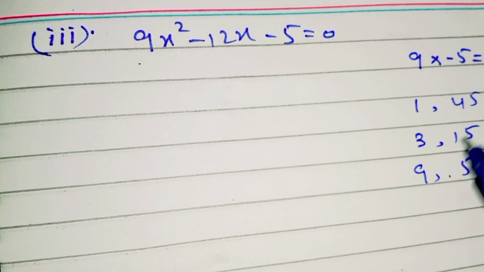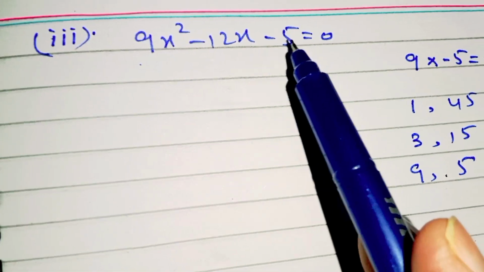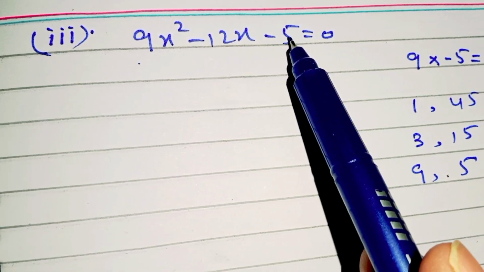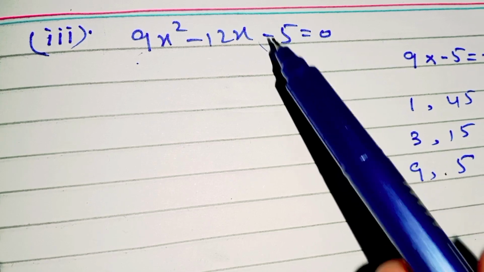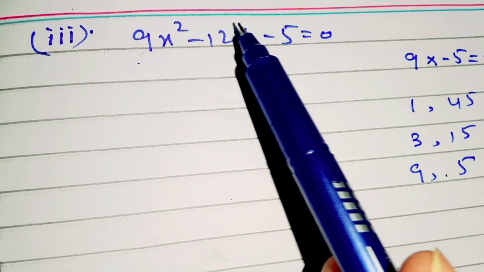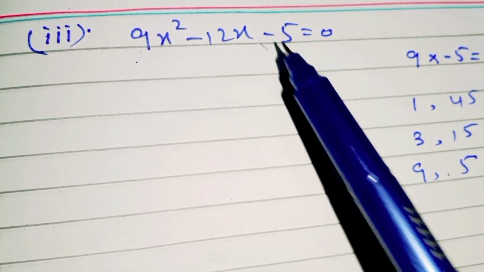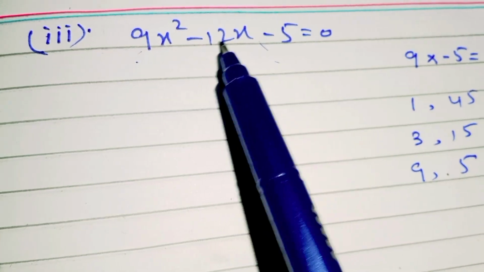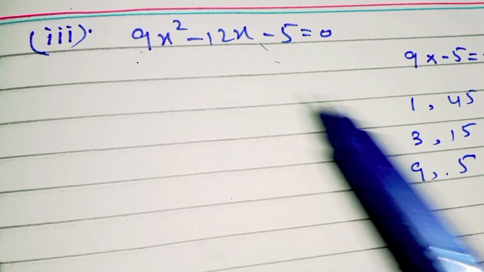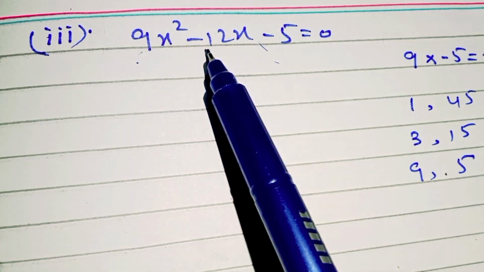From these 6 factors we choose those factors whose difference is equal to 12 due to the negative sign of the constant. Remember, if the constant term is negative, then we subtract the factors which satisfy this condition, and due to the positive sign of this term we add the factors to satisfy it. Here negative 5 has a negative sign, so we have these 2 factors whose difference is equal to 12.